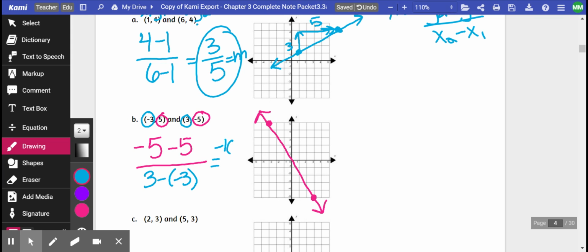So I would have negative 10 over, and this would become 3 plus 3, so 6. So I would have negative 5 over 3. And I can see that I would be going down 10 over 6, so it makes sense. So my slope is negative 5 over 3.